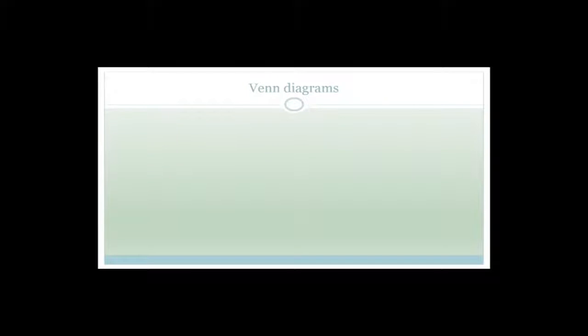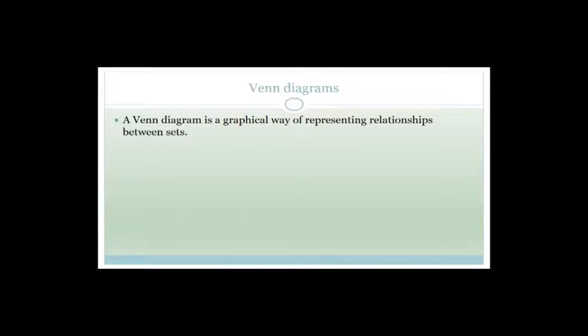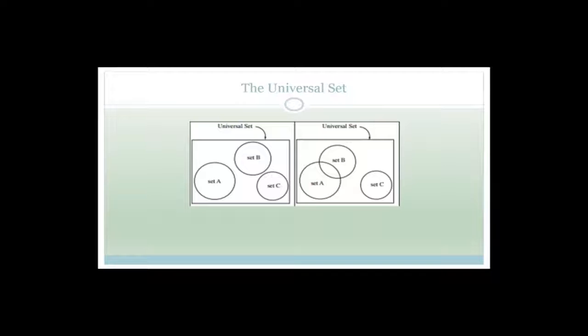Okay. More important are Venn diagrams, because Venn diagrams are a graphical way of representing relationships between sets. Each set is represented by a circle. So now we need to know what the different types of sets are. We need to know what the different rules are with regards to these sets, okay? So both of these, the big square block, which contains everything inside, is called the universal set. The only thing that's different between the universal set on the left and the universal set on the right is that on the left, you can see that there's no overlapping of the data from set A, set B, and set C, whereas there is some data that is overlapped between set A and set B.